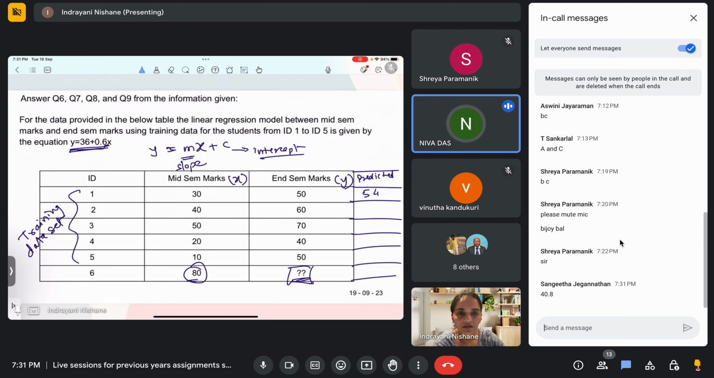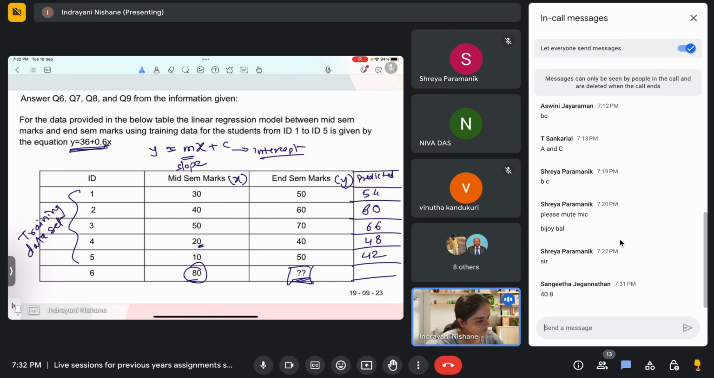And 60. Let's try doing that. What is this marks? 40. 24 plus 36. Yes, 60. You're right. Third one is, what is it? 66. Okay. Fourth one. No, this is 20, no? It will be, yeah, it's 48. Everyone's getting 48. Okay, and last one, 0.6 multiplied by, no, 42. Yeah, you're right. 42.